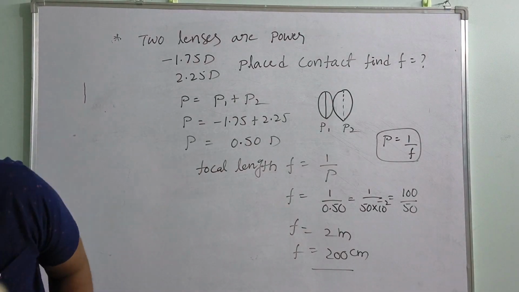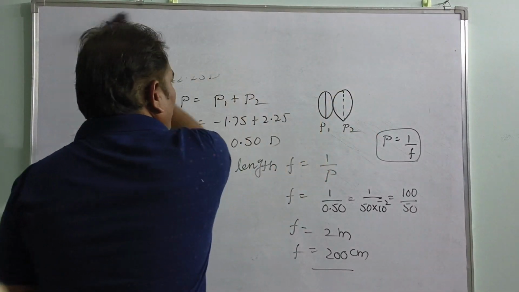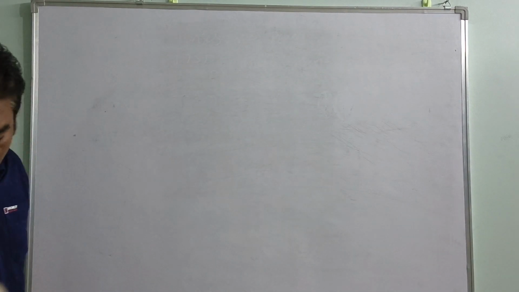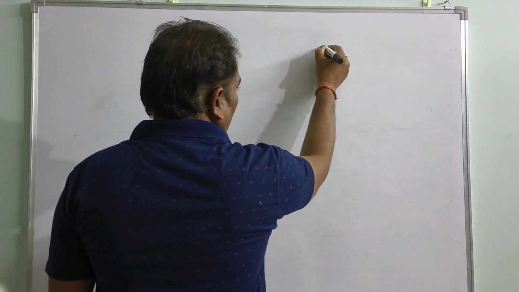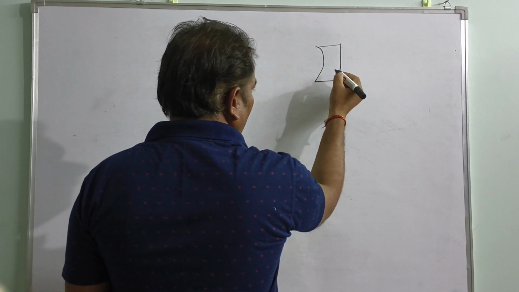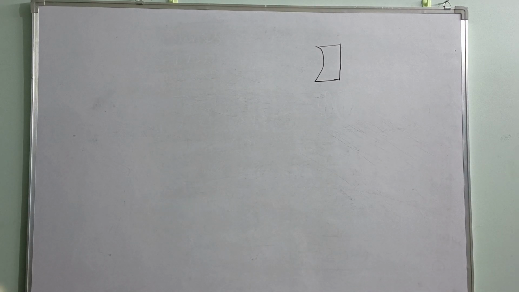Next important question, there are chances that it may be asked for 4 marks. An object of 5 centimeter height is placed at a distance of 15 centimeters from a concave mirror. Here it is not given whether it is a plane concave mirror or not. Suppose that this is the concave mirror.